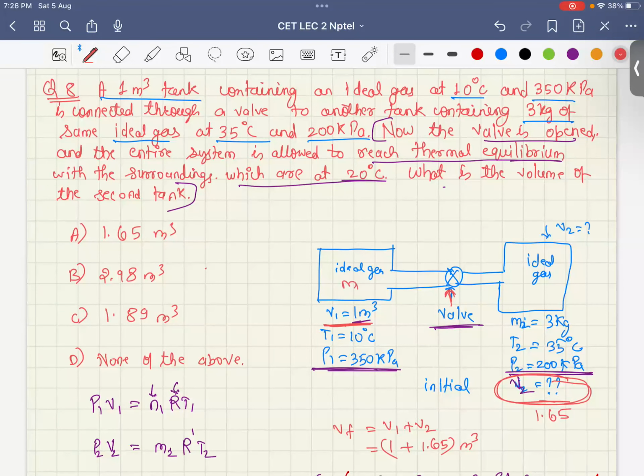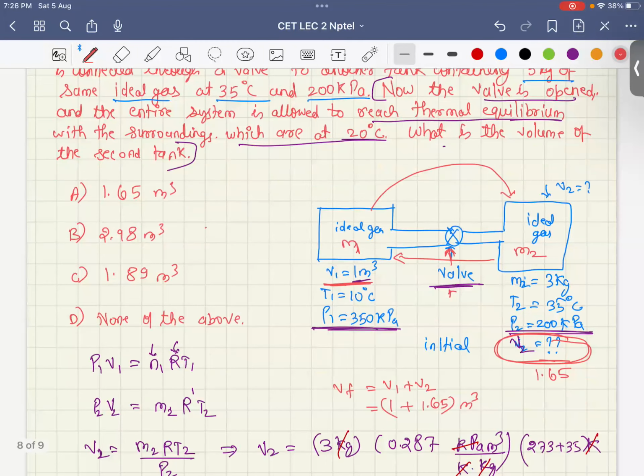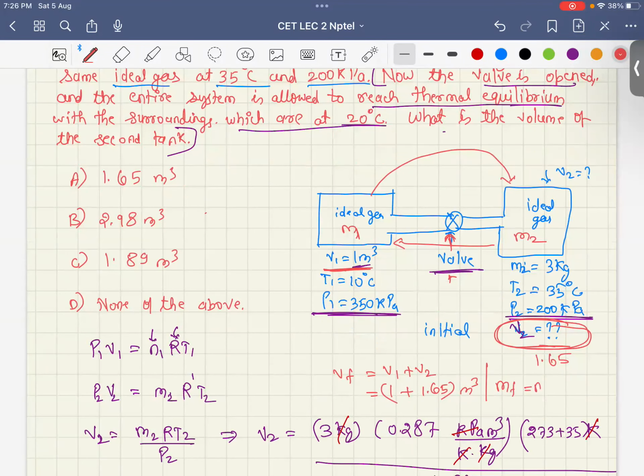And then, for example, when the valve is closed, the amount of gas in this was m1 kg, and this is m2 kg. Now, because there is no loss of mass for the entire system, even if we open the valve, some amount of mass can travel from here to here, some can travel from here to here, but the entire mass is going to remain the same, right? So in that case, mf is going to be m1 plus m2. So you know the final volume, you know the final mass.